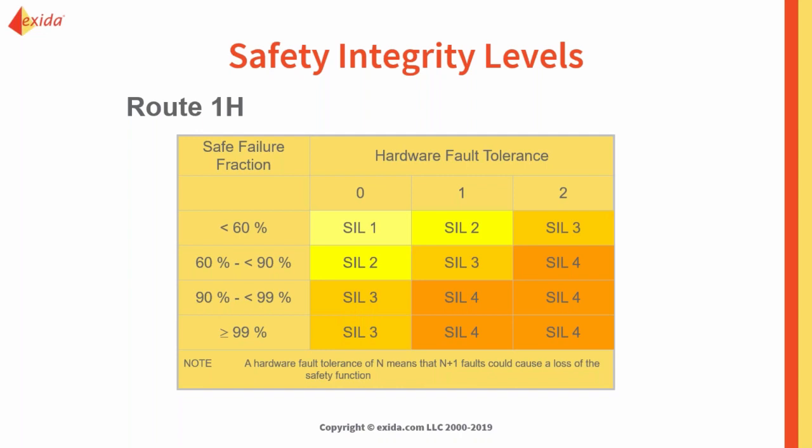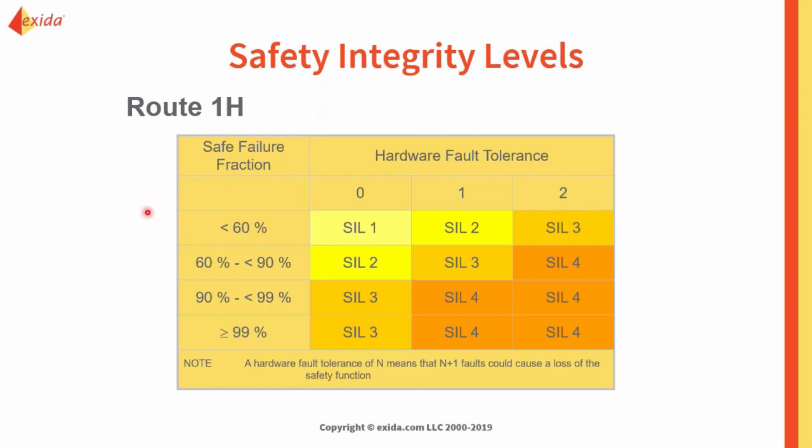Whereas a hardware fault tolerance of 2 means that you need 2 extra pieces of equipment to do the same job. Right here we're talking about a 1 out of 3 system or a 2 out of 4. You have 2 extra sets of equipment to do the same job.